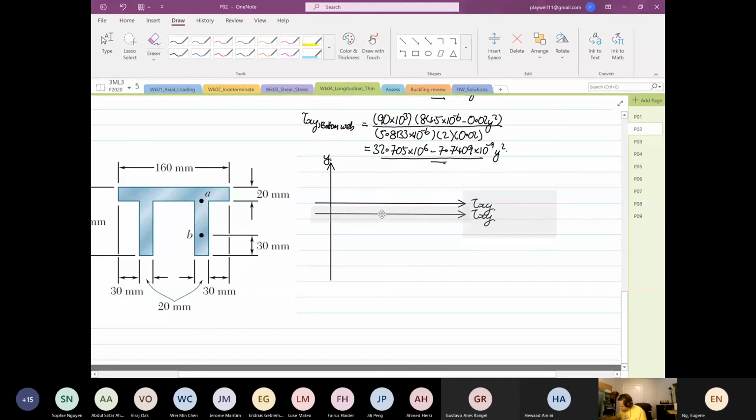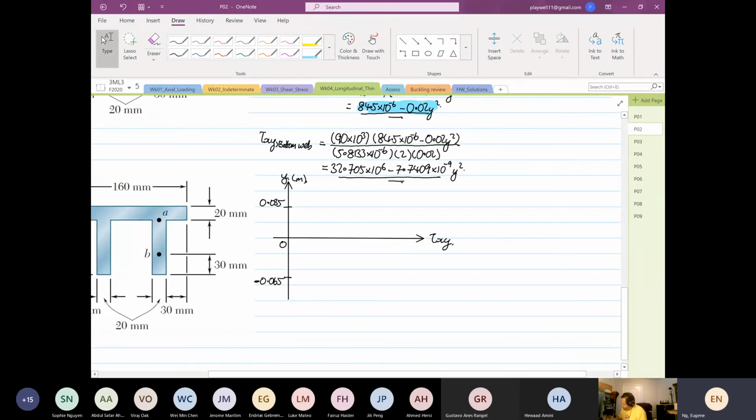So over here, I'm going to eyeball this, okay? So this is 0. Over here is 0.035 meters. Then over here is 0.065. Okay, you can put it minus. It does not really matter whether you put plus or minus, because at the end of the day, when you square this, the sign doesn't mean anything at all. So from here, we draw a distribution, we sketch it out. So this is our first sketch.